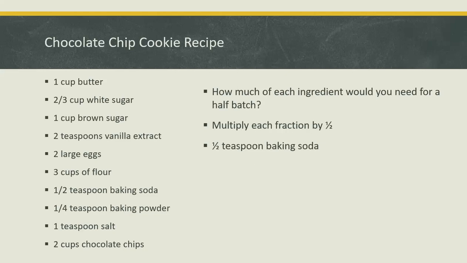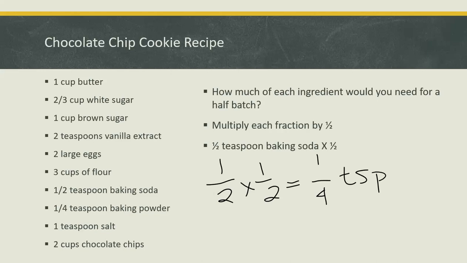Now let's find out how much baking soda we need. The original recipe called for half of a teaspoon. To find half of half a teaspoon, we're going to multiply 1/2 times 1/2. 1 times 1 is 1. 2 times 2 is 4. So half of a half is 1/4, or 1/4 teaspoon of baking soda.